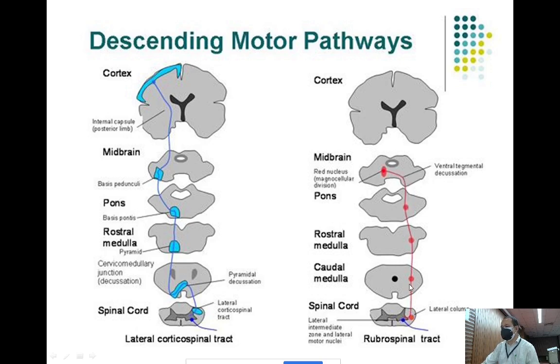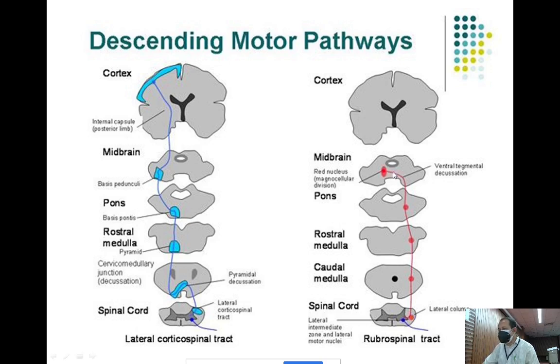Or what we call the lateral funiculus, to end in the lateral group of neurons in the anterior horn cell. Lateral group of neurons, motor neurons and interneurons in the anterior horn cell here. This is the anterior horn, this is the posterior horn, isn't it? So this is basically the rubrospinal tract.